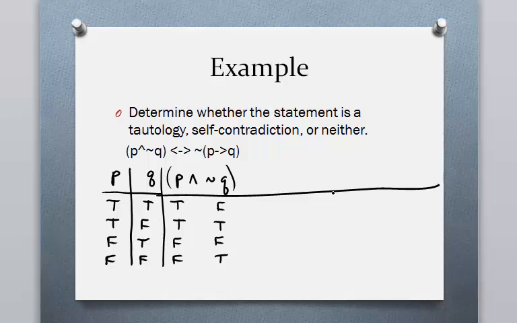So if we have true and false, the answer is false. If we have 2 trues, the answer will be true. If we have 2 falses, the answer will be false. And if we have a false and then a true, the answer will be false. So I'm going to go ahead and circle this one just so I can keep my eye on it as we move to the second one.